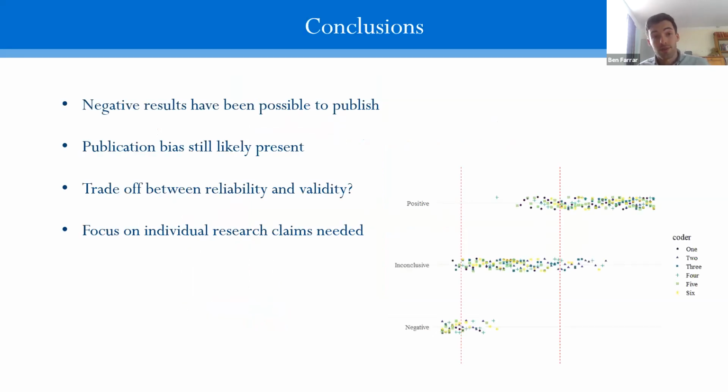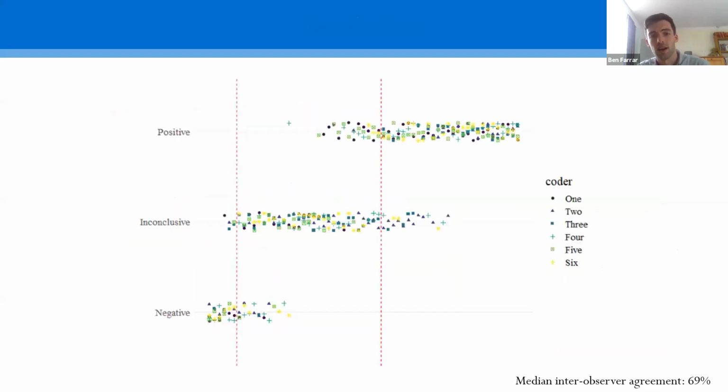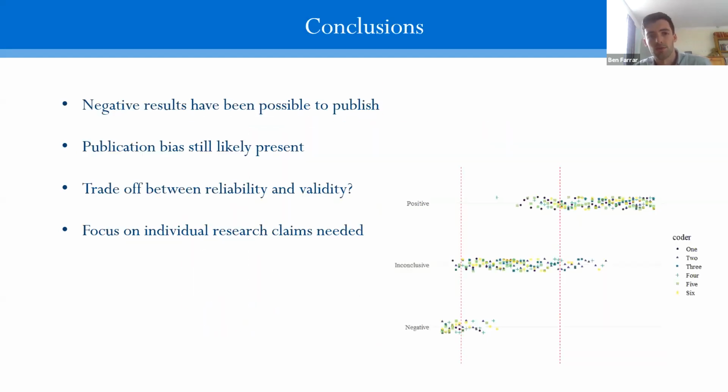So in our field, it seems like negative results have been possible to be published. We did see some of them. It was about 15 to 20%. But nevertheless, there is likely still some publication bias, and you can see this at the level of the statistical result as well.